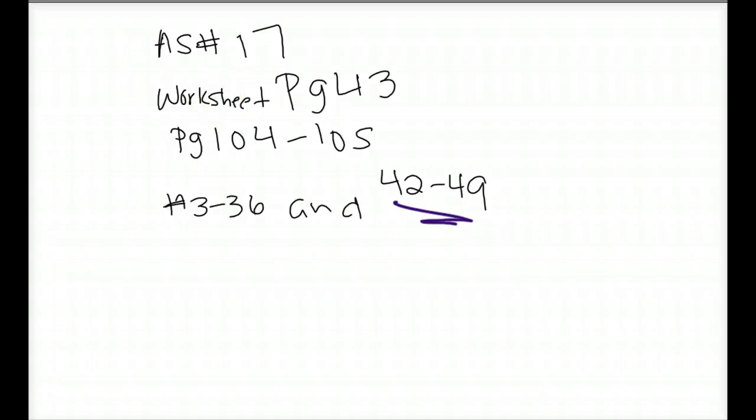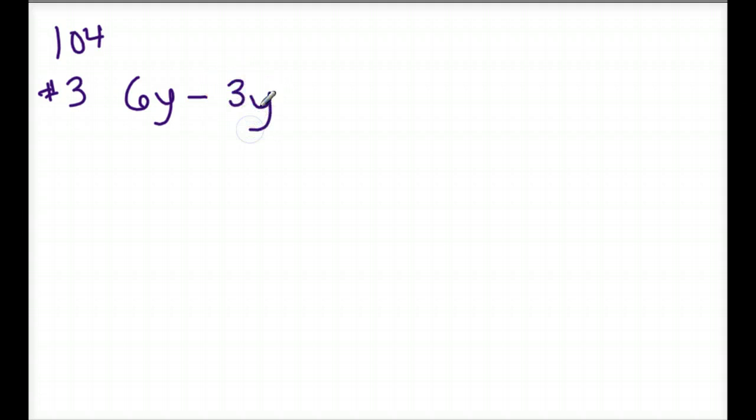So here we go. We're on page 104 in your book. We're going to start with number 3. It says to determine if each expression has like terms, and if it does, state them. So number 3 looks like this, 6y minus 3y.